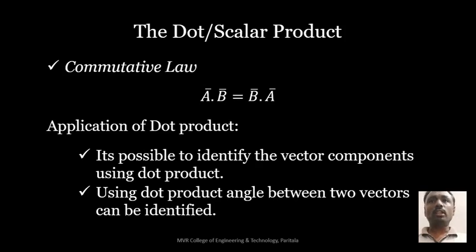So this is about the applications of dot product. Just remember here, we can identify vector components by using dot product, and we can identify the angle between two vectors by using dot product. So this is the application of dot product. You can easily understand this application by doing the problems.